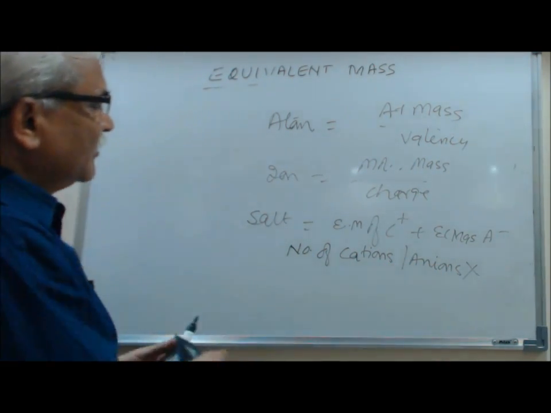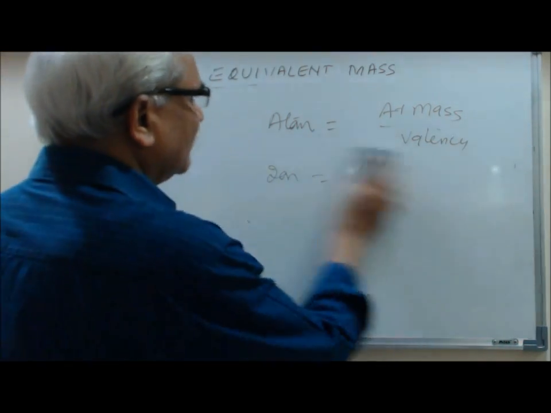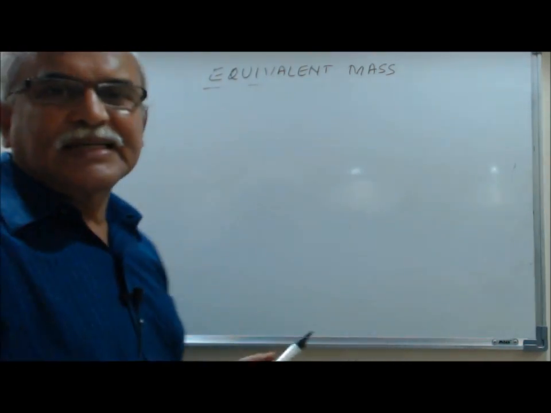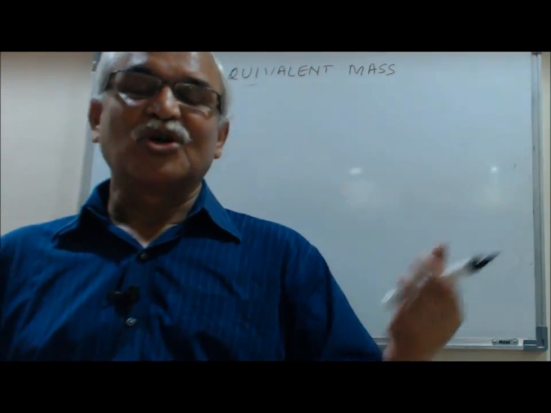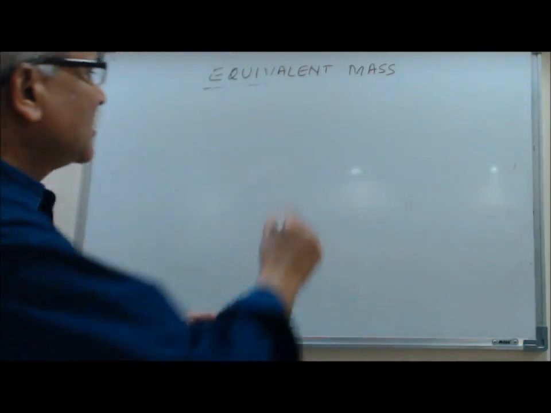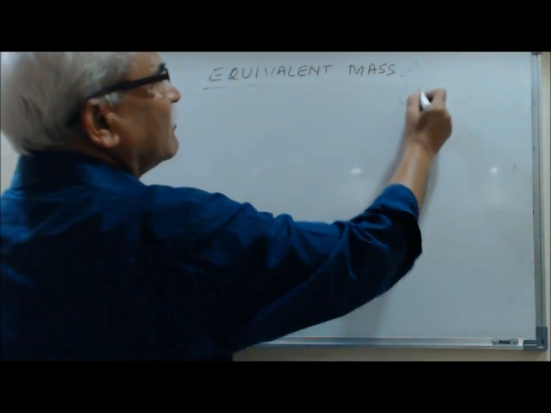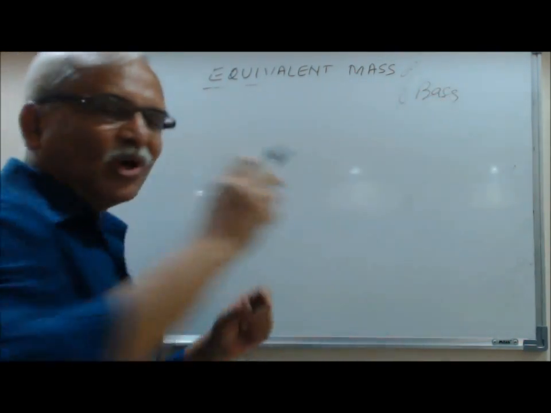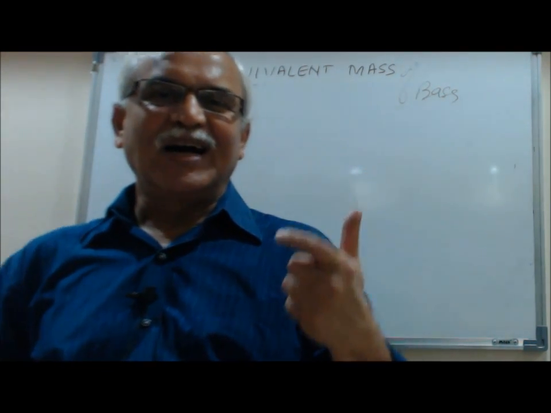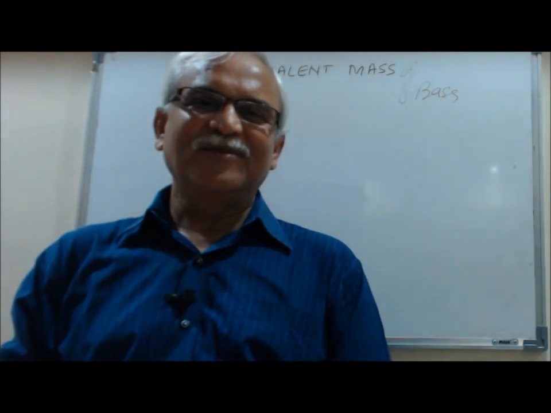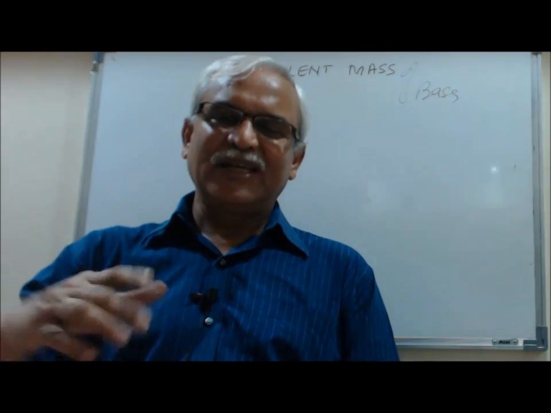And then we talked about acid. The equivalent mass of an acid will be molecular mass by basicity, the number of protons involved. And last but not least, the equivalent mass of bases: molecular mass by acidity, or the number of hydroxyl ions involved. Okay. Thank you. We shall do the next part next time.